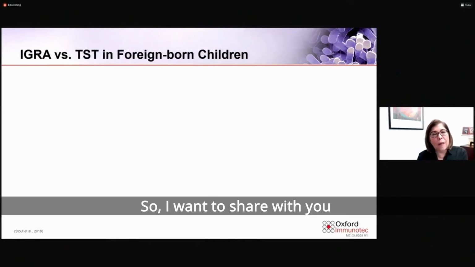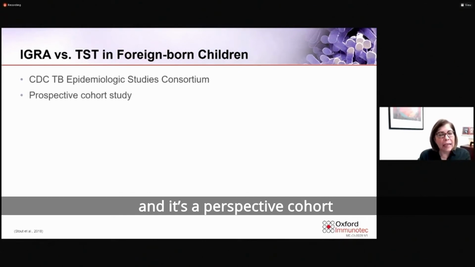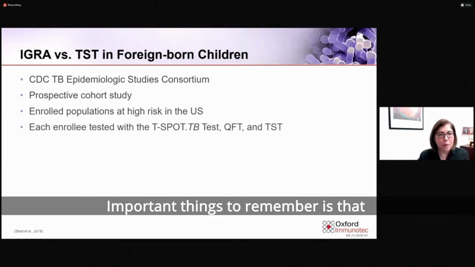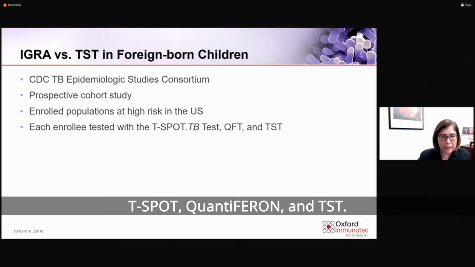I want to share with you a little bit of the data from this study that was published in 2018. It's a study conducted by the CDC, and it's a prospective cohort, including populations at high risk for TB in the United States. What they did is they tested people at risk for TB with the 3 tests: T-SPOT, QuantiFERON, and TST.